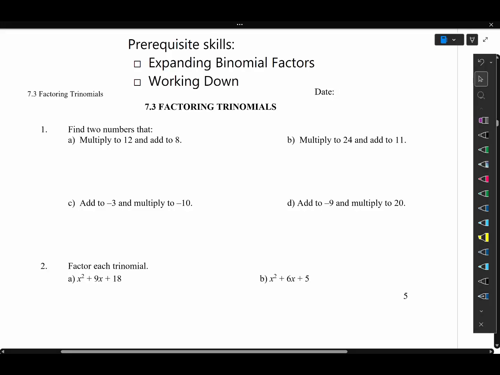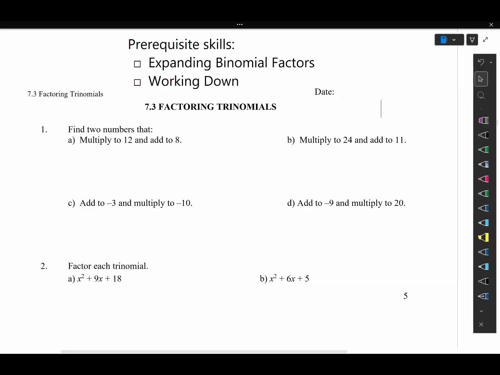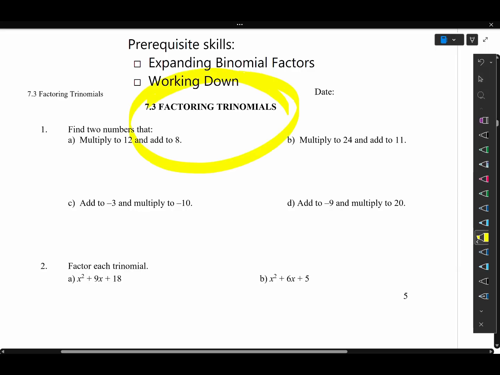Good. Today we're looking at factoring trinomials. That is an expression made up of three different terms. This video is again suitable if you are in grade 10 looking to expand your algebra knowledge, in particular with quadratics, or if you're in grade 11 looking to review those same skills. In this case, that is factoring trinomials.